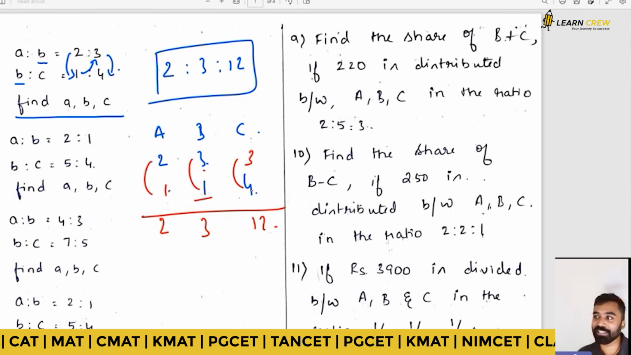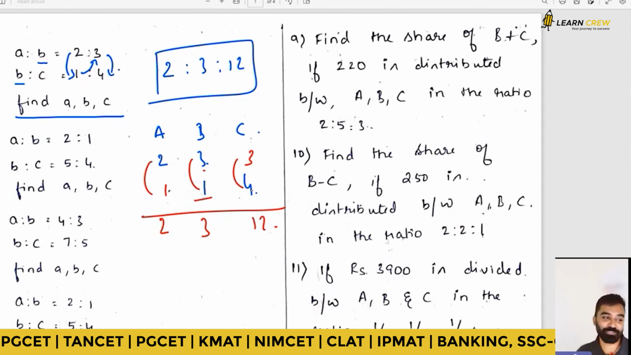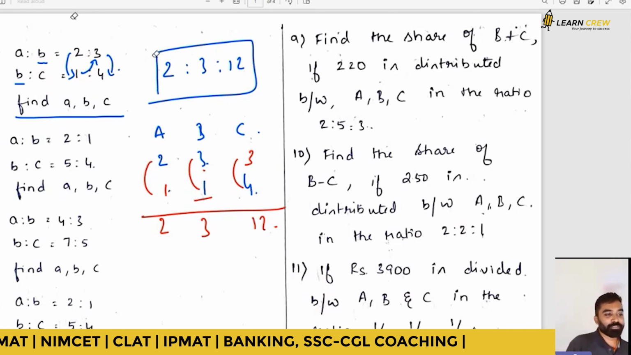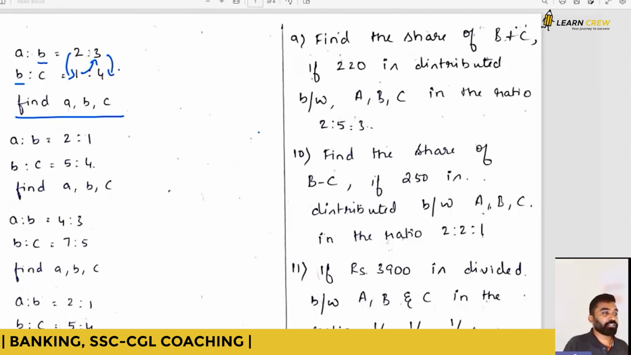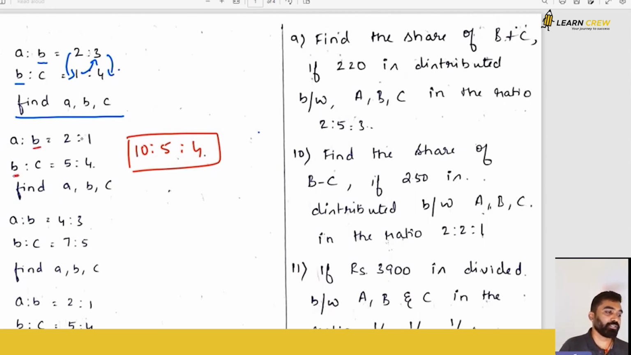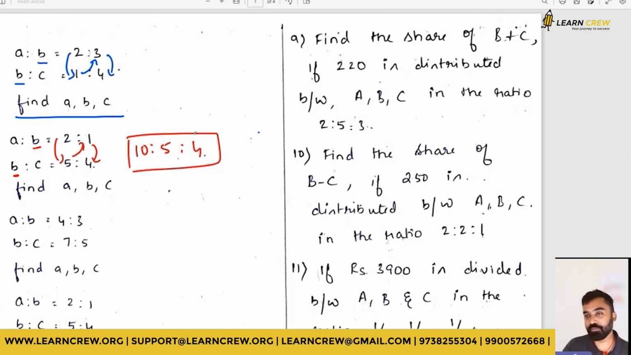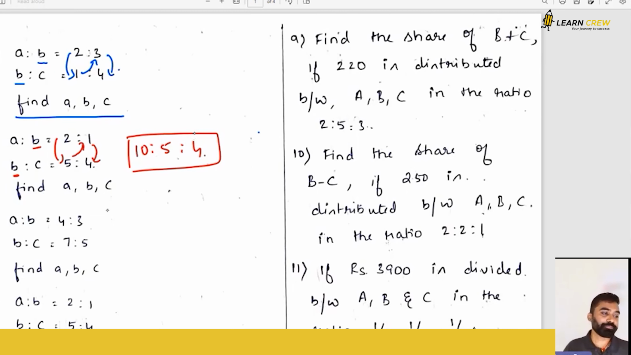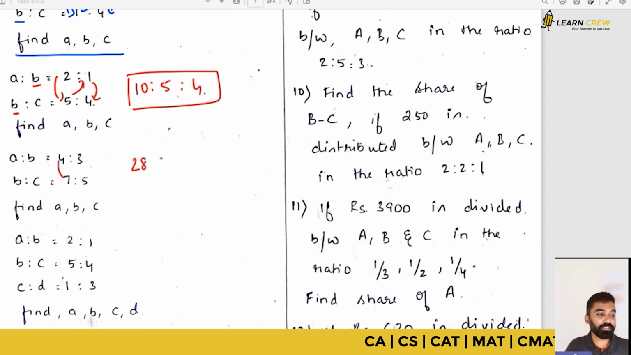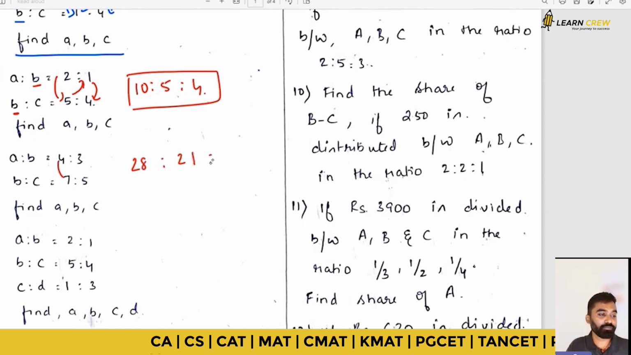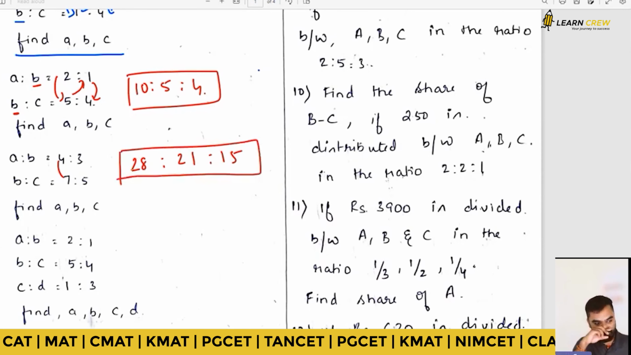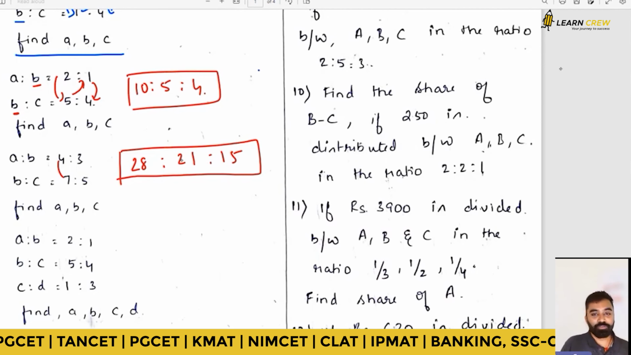First method or second method, both give you the same answer, whenever the B, C terms are similar. Is this clear? First concept. Any doubts? Okay, second one, solve it. Here also B is common, so you need to make B common. Either you can multiply this way: 2 into 5 is 10, 1 into 5 is 5, 1 into 4 is 4. So 10 is to 5 is to 4. These are A, B, and C. And the third one: 28 is to 21 is to 50.